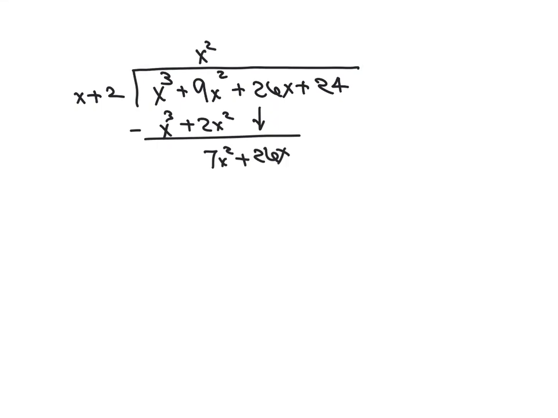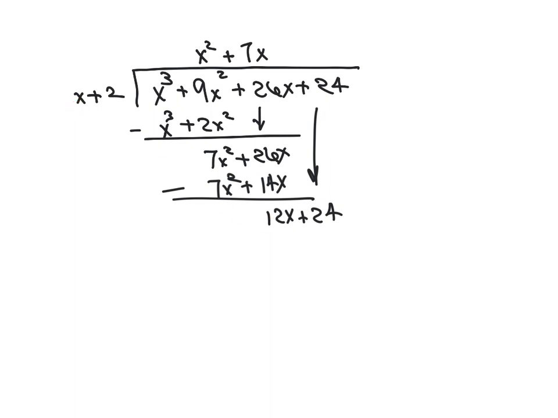X goes into 7x squared 7x times. 7x times 2, and then 7x times x. So 7x times 2 is 14x. 7x times x is 7x squared, line, minus. 26 minus 14 is 12x. Bring down the 24.